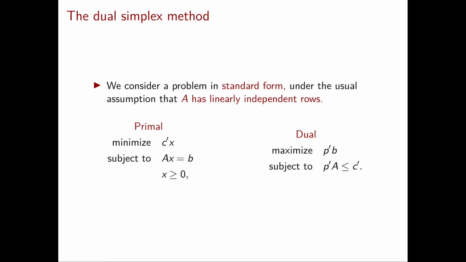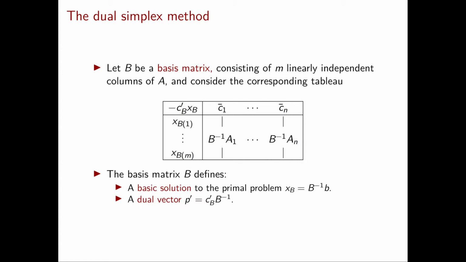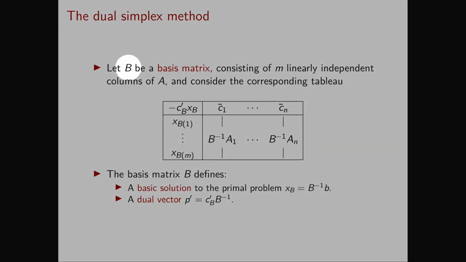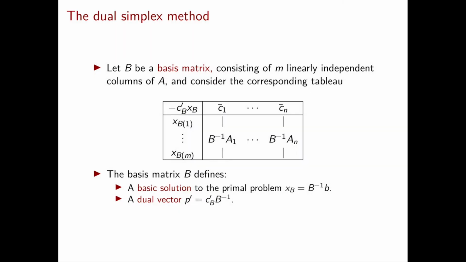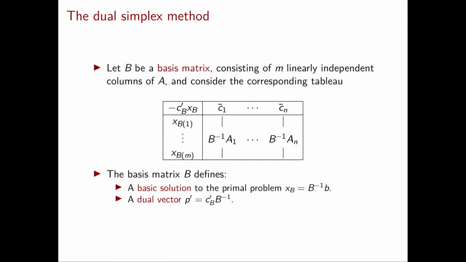As always, we start from a primal linear programming problem in standard form, and we construct the corresponding dual. As always, we assume that the constraint matrix A has linearly independent rows. Once again, we consider a basis matrix B. Recall that B consists of m linearly independent columns of A. We can now use the basis matrix B to construct the corresponding tableau. The tableau that we obtain is nothing new. In fact, it's exactly the same tableau that we had in the primal simplex method.